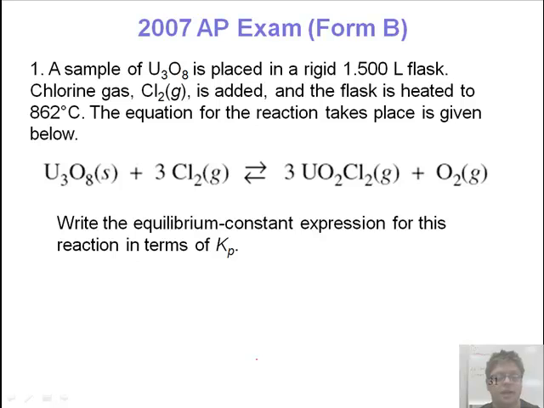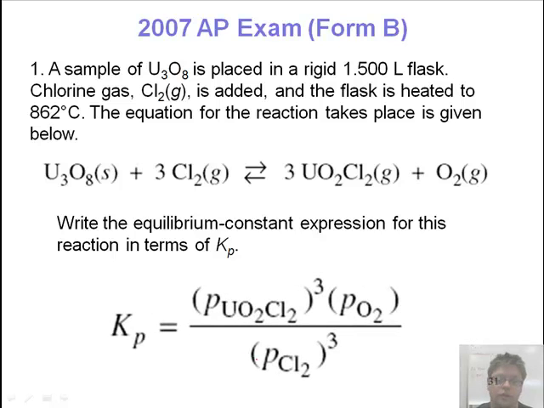Here's a sample of uranium oxide placed in the flask, chlorine gas is added, and here's the reaction. So the first thing is write the K expression, equilibrium constant. I want you to do that now if you can. Okay, next part of this problem, after you do that, there's your constant. Again, it's all based on pressures.